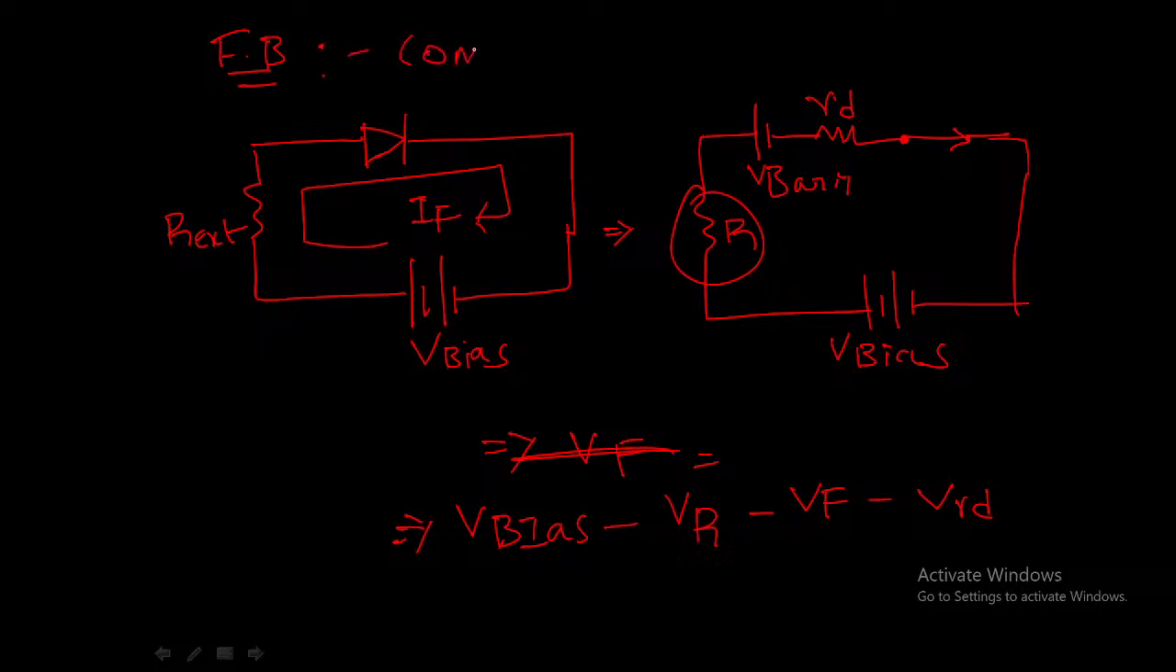So this is a complete diode model. Here we are considering the diode as a voltage barrier potential and a small dynamic resistance with a closed switch. This is how we model a diode in the complete diode model in forward bias. Now, the complete diode model for a reverse bias condition.